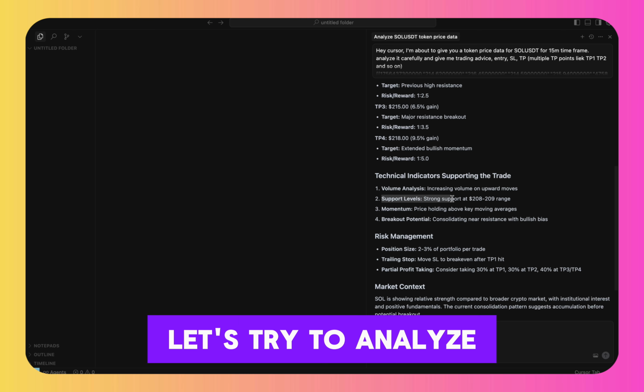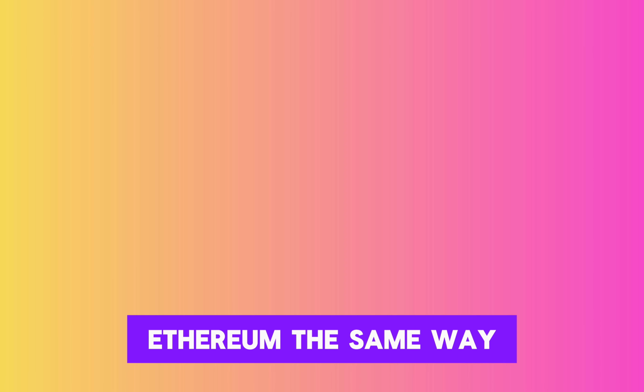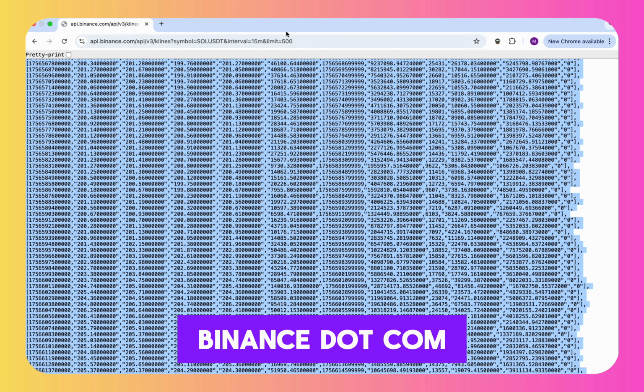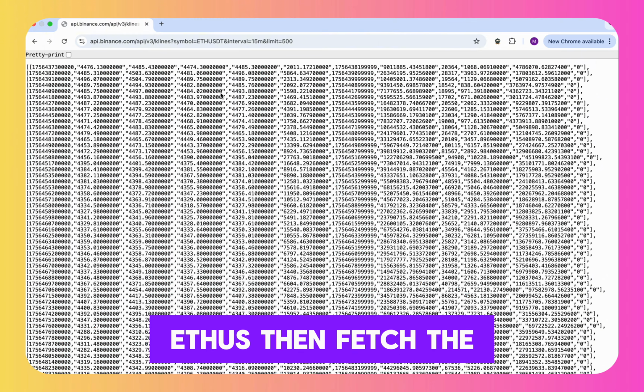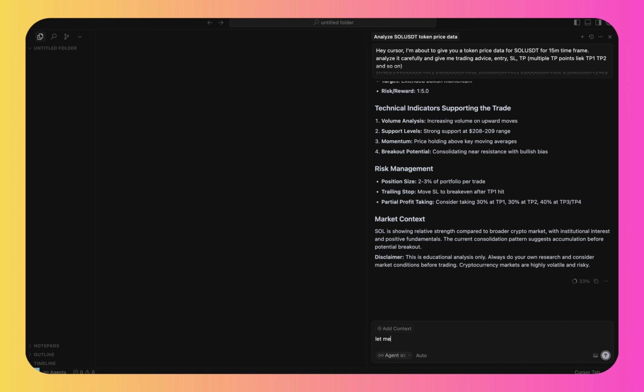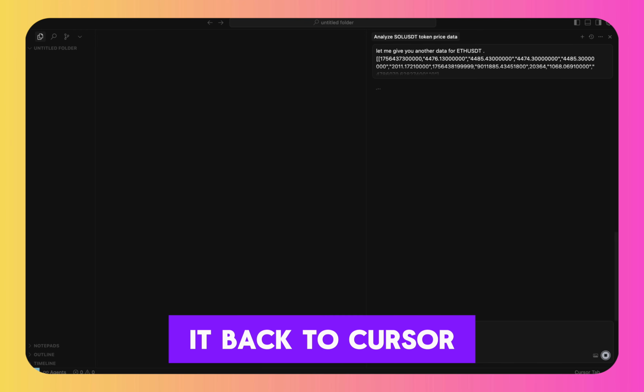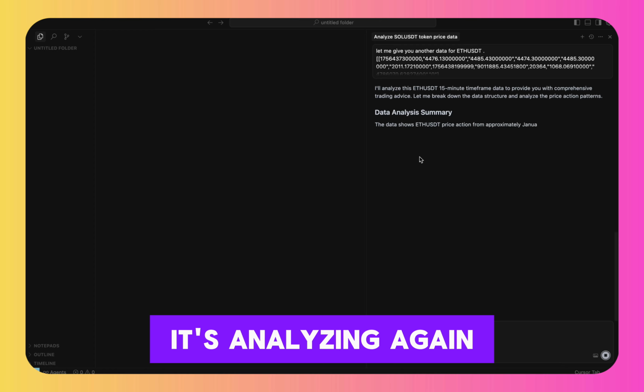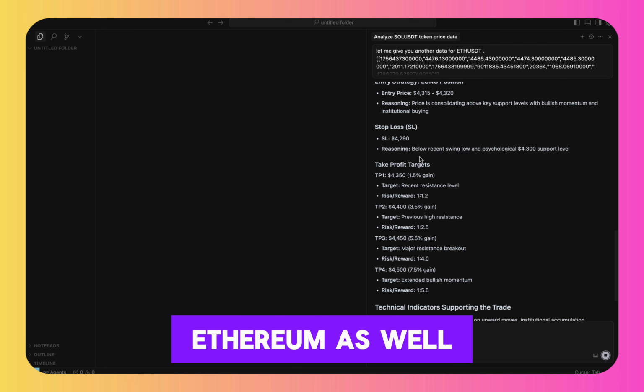Let's try to analyze Ethereum the same way. Again, go to api.binance.com, change the pair to ETH, then fetch the data. Copy it and give it back to Cursor. It's analyzing again, and we get an in-depth result for Ethereum as well.